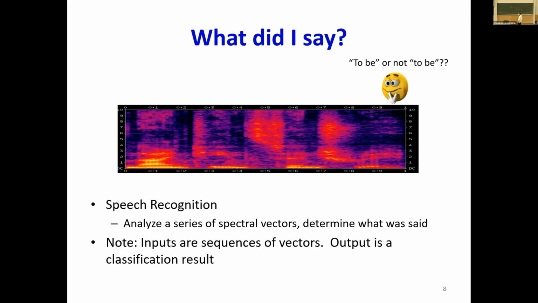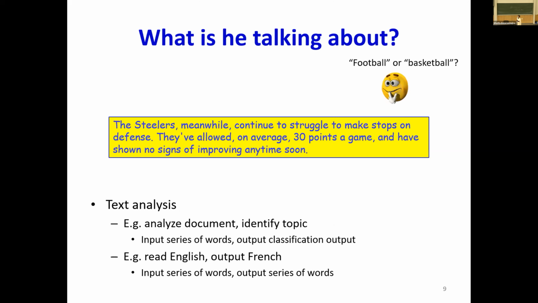You're given a spectrogram, which is just a sequence of spectral vectors. Our task is to analyze the entire sequence of spectral vectors to determine what was said. So you would need to see the entire spectrogram to decide that this represents the phrase "to be," right? Or something like this. How many of you follow football? Okay. The rest of you, if you saw this text, "The Steelers meanwhile continue to struggle to make stops on defense. They've allowed an average 30 points a game and have shown no signs of improving anytime soon." This appears every year, right?